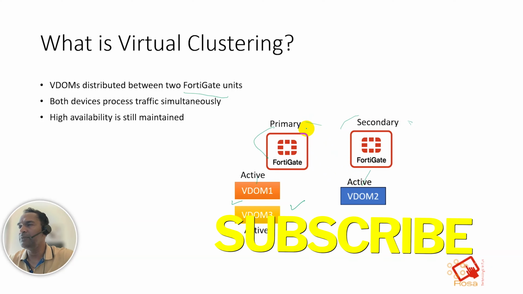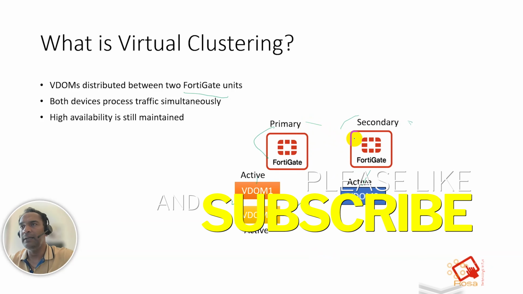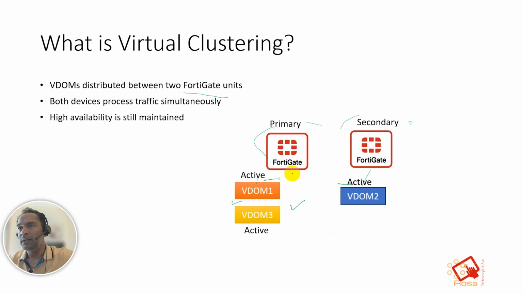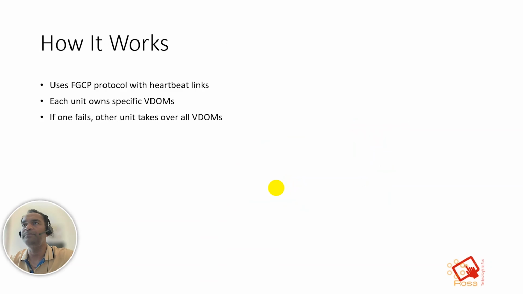Still the devices will be in primary, secondary or high redundancy mode, but they will be handling traffic for individual VDOMs. We have to assign these VDOMs, like which firewall will be active for which virtual domain. We are the ones to configure it as per our requirement, whichever device you want to be handling the traffic for that particular VDOM.